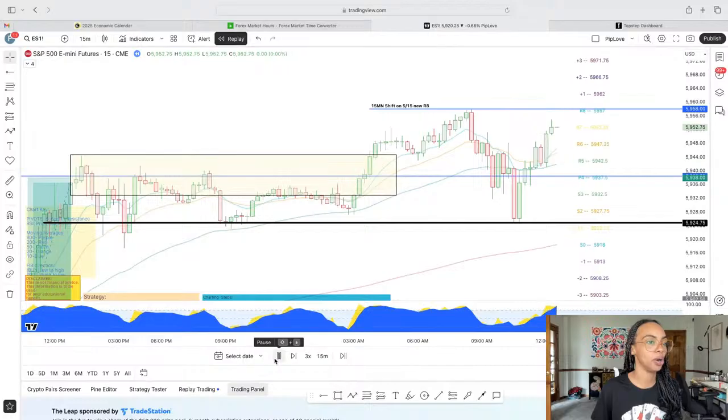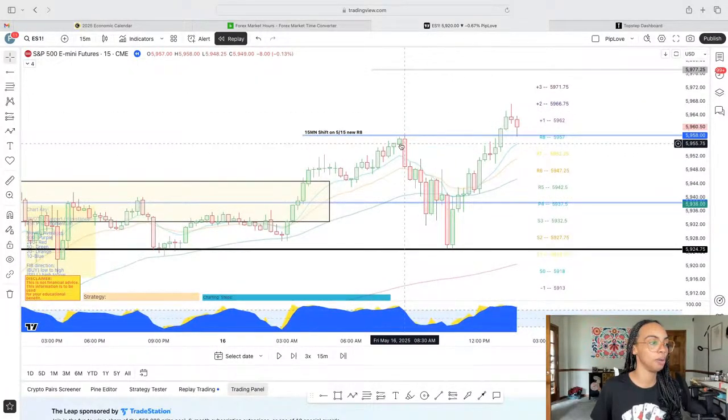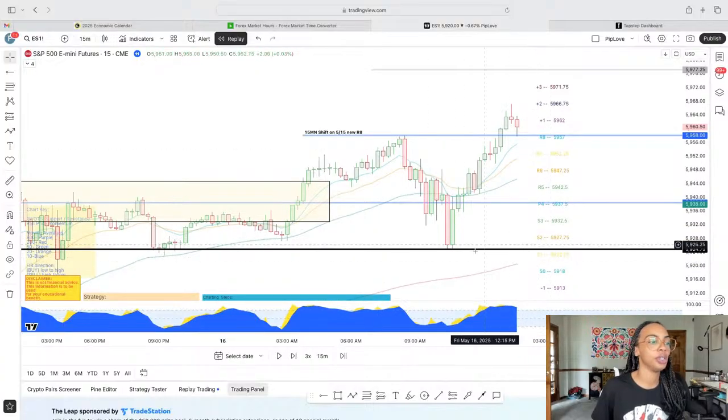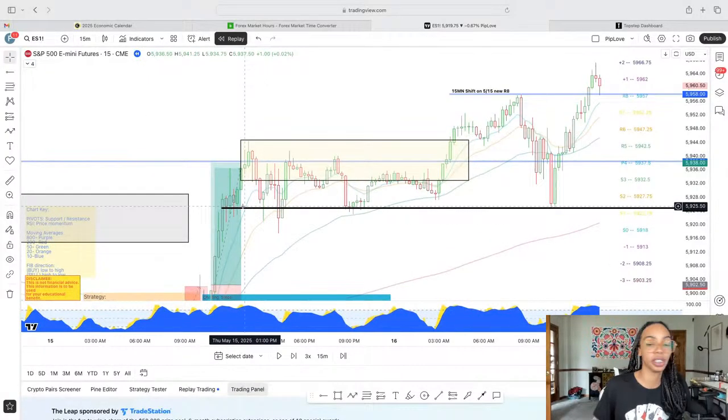And this is a totally new day. And now what's the market doing? It pulled back here, kind of touched this R2, S1 level, and still didn't break this lower low that we were looking at from before.